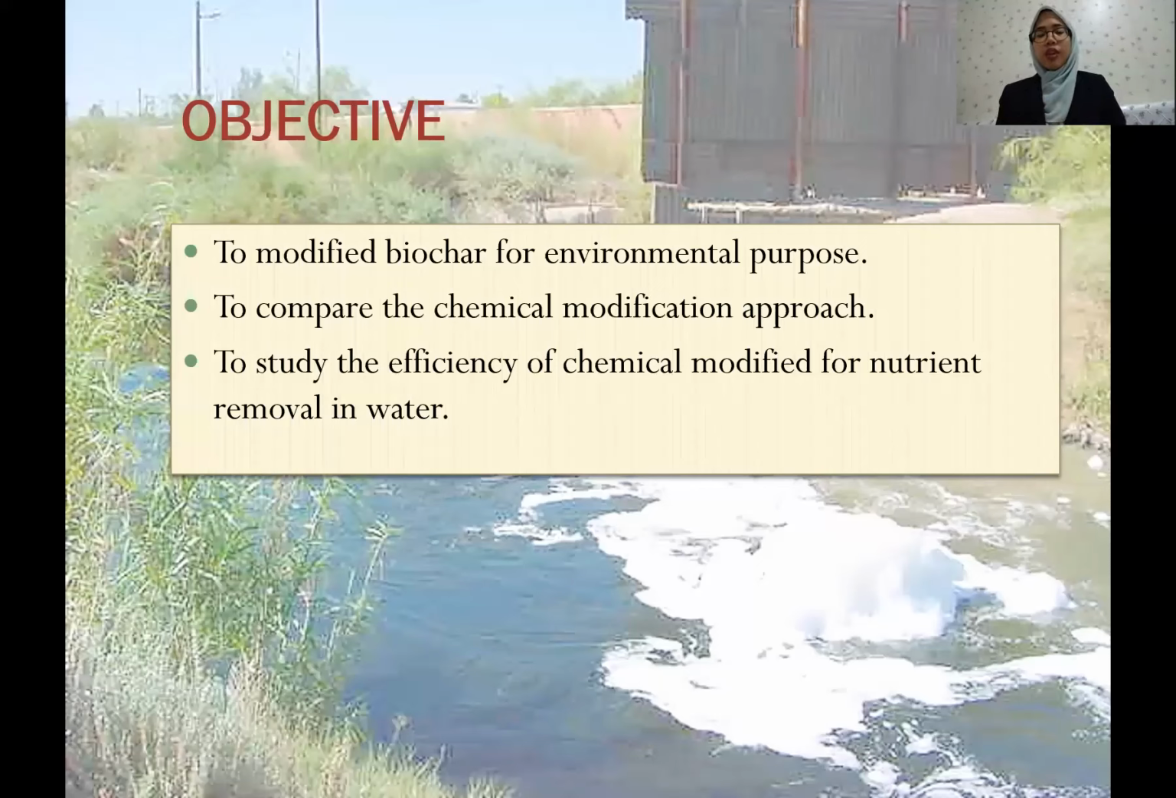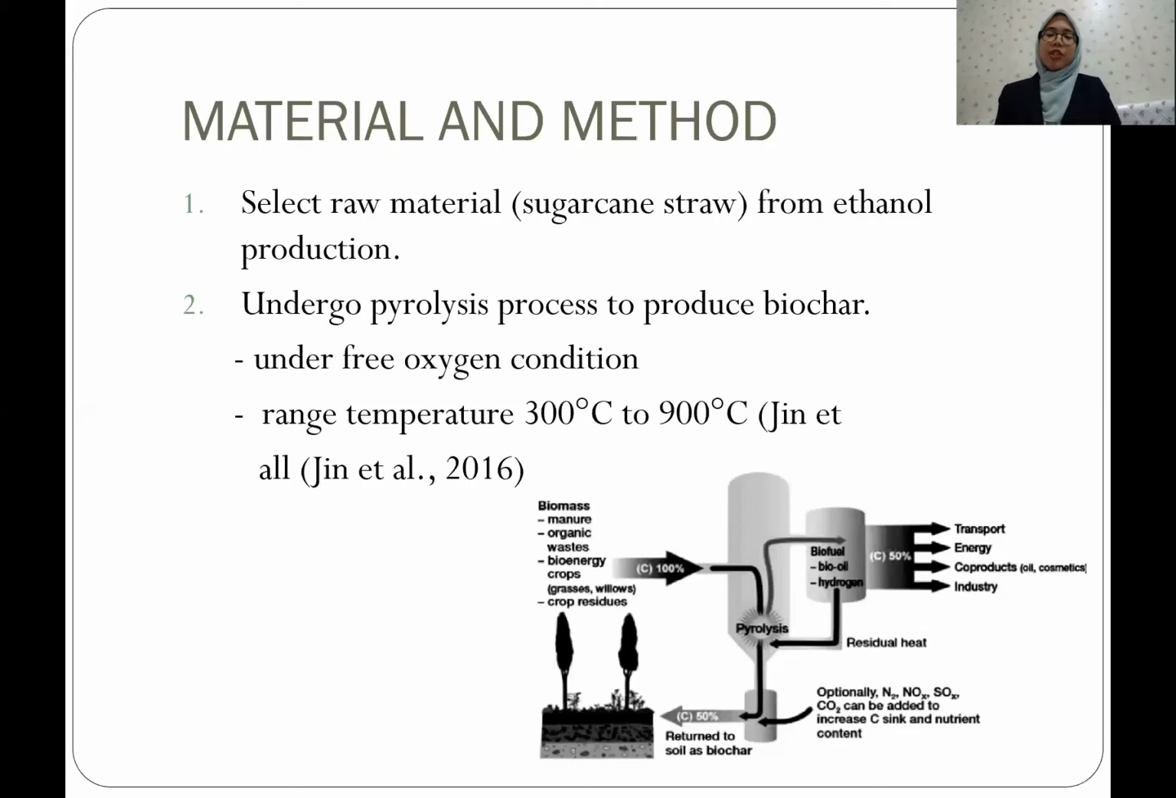It's like we need to identify which type of chemical modification is more efficient. Is it acid modification, or is it alkaline, or is it oxidizing agent modification? I proceed to the material and the method of this proposal. Firstly, we need to select a raw material, which in this case I choose sugarcane straw, and I collect it from ethanol production.